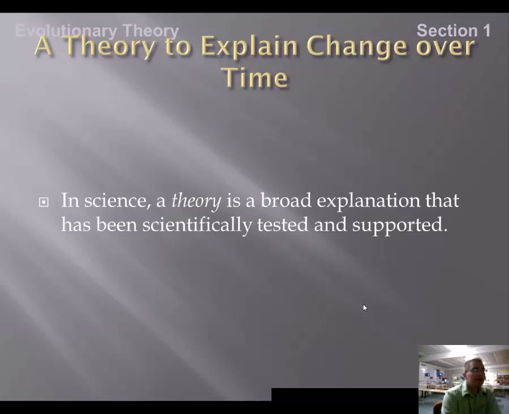Remember that when we're talking in science, a theory is a broad explanation that has been scientifically tested and supported. It is different from a hypothesis. A hypothesis is an educated guess. We're taking some information and making a prediction based on information that we already have in order to explain what we think the outcome to an experiment may be.